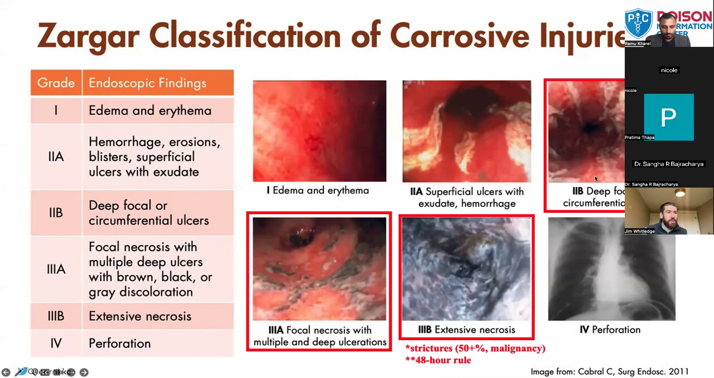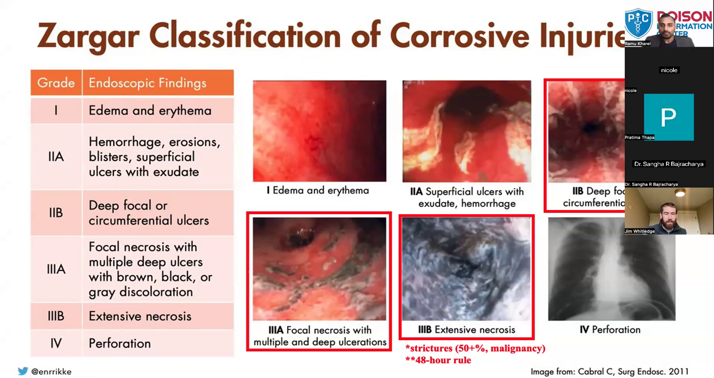Now, grade 2B, 3A, and 3B are high risk of developing strictures. With 2B lesions, anywhere from 30 to 70% of the time, you'll go on to develop strictures, and it's close to 100% stricture risk if you end up having actually focal or extensive necrosis. And these three groups are also at increased risk of developing malignancies long term. So if they survive, they will then need endoscopy periodically in the ensuing years to make sure they're not developing esophageal cancer. Now, we're trying to do endoscopy within the first 48 hours.